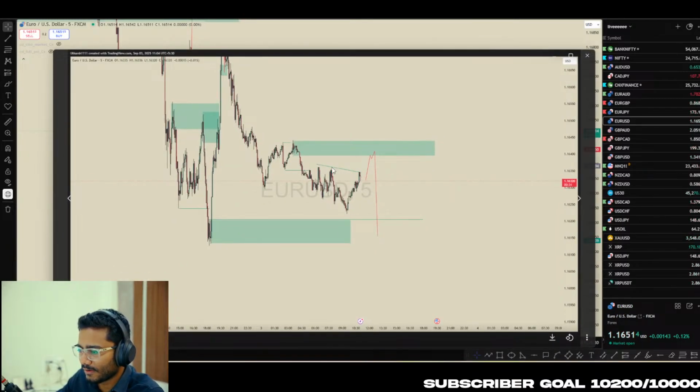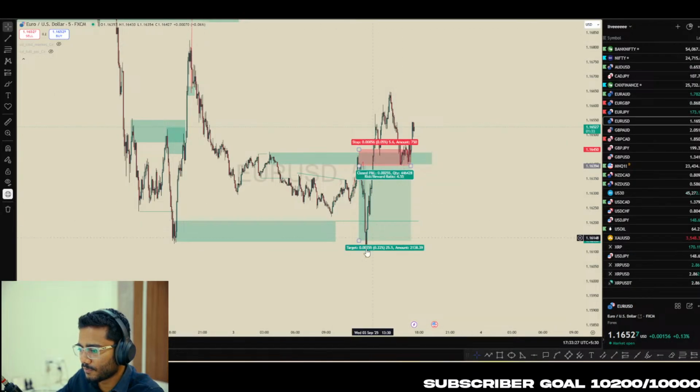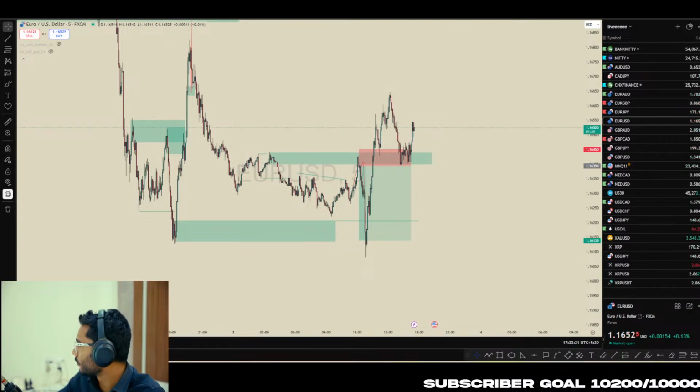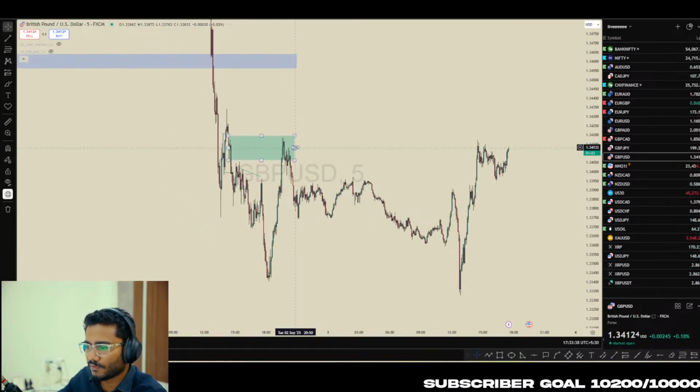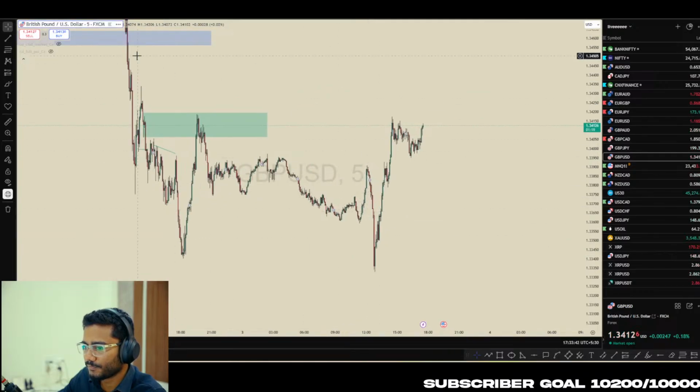Price created this trend line liquidity, and we had this POI where price started to go off. It took out this low and started to go from here. So this is where I could look for a sell, and also on GU yesterday I gave this one, this sort of a price tap, and it started to continue from here.